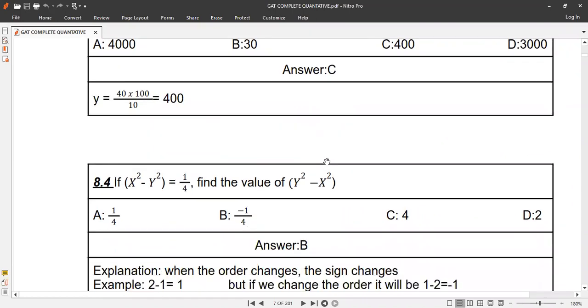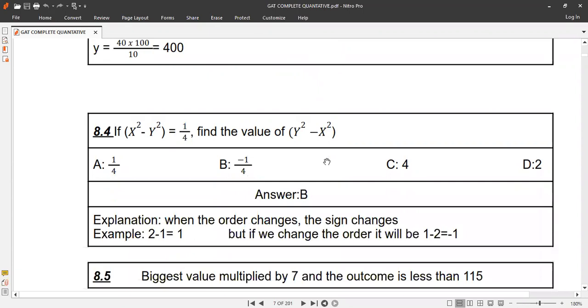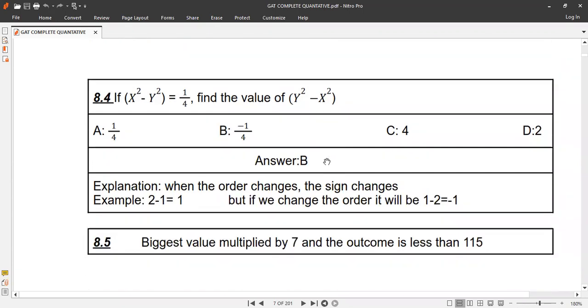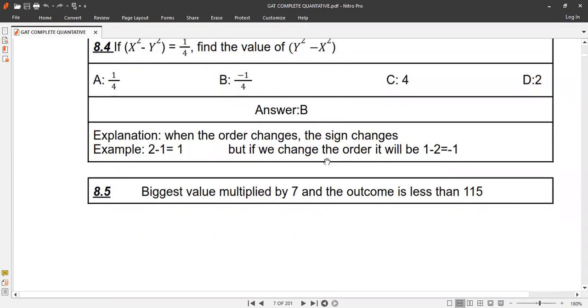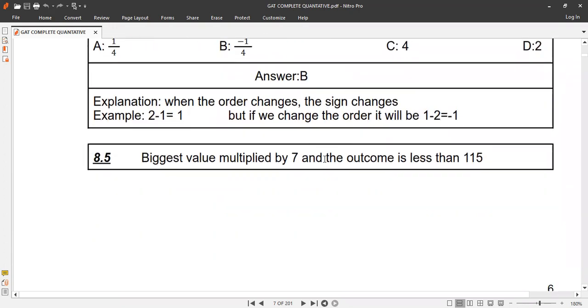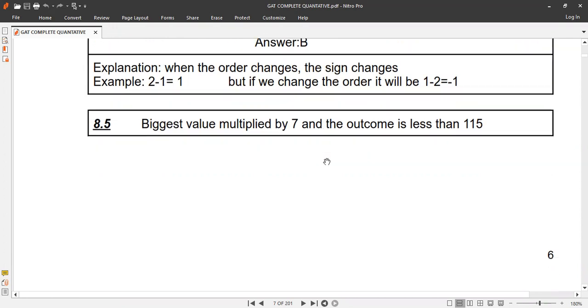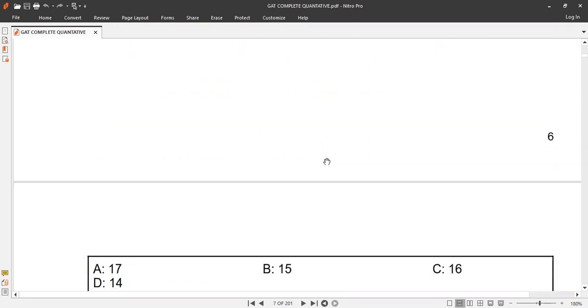So let's go to another question. This is also an easy question, by the way. The biggest value multiplied by 7, and the outcome is less than 115. So I want the outcome when you multiply a number. He will give me choices. So here we need to try the options, I think. Yes: 17, 14, 15, 16.